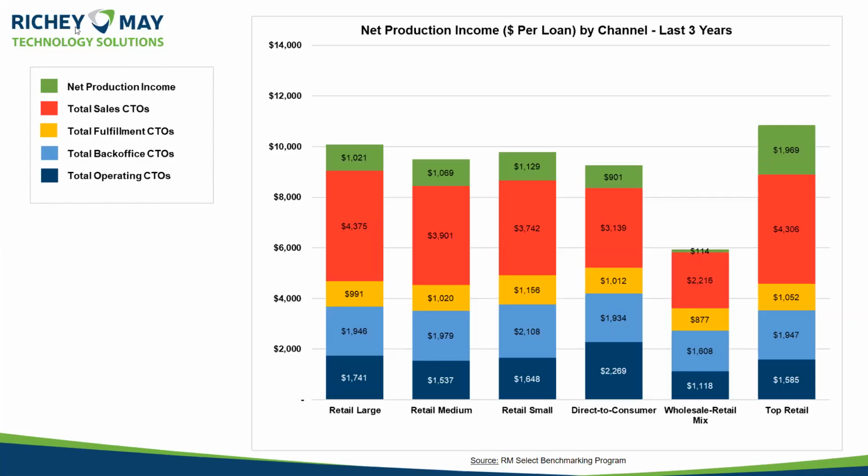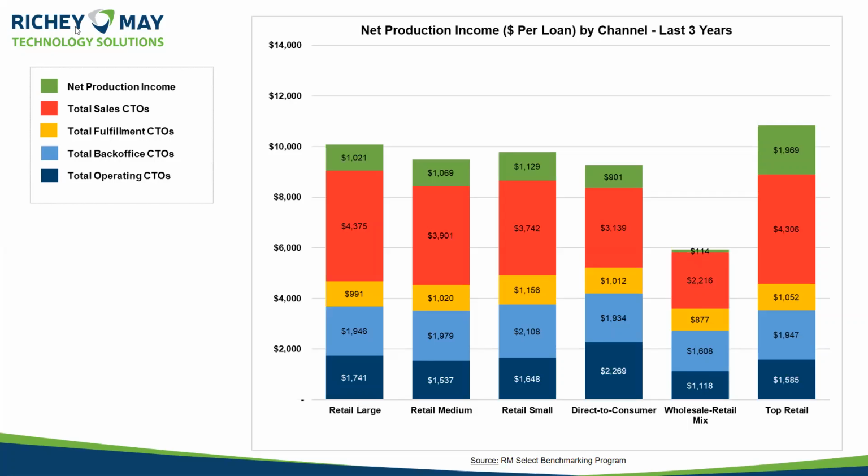The wholesale retail mix: most of our clients who have significant wholesale channels do also have a retail channel. The split there comes out to be an average of 60-40, but there's quite a bit of a mix there, and you can see that their performance is a little bit different than the other groups. Their margins are a little bit different.